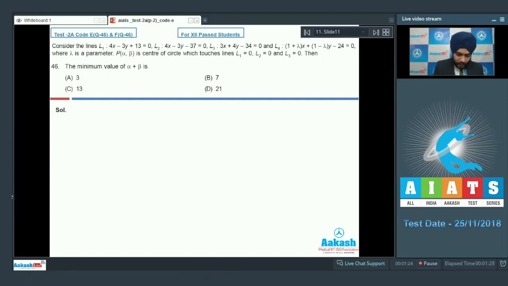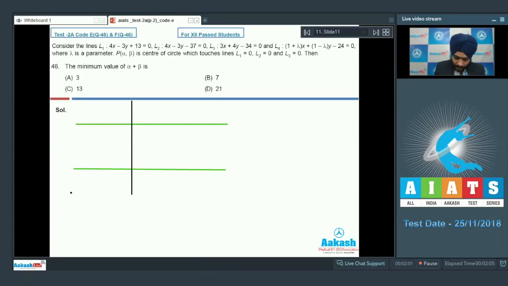So students, in this question, what do we have to observe is that L1 and L2 have the same slope. So basically they are parallel to each other. We should also know the distance between them. And L3 equals 0 has a slope which is the negative reciprocal of these two slopes. So this is a line which is perpendicular to them.